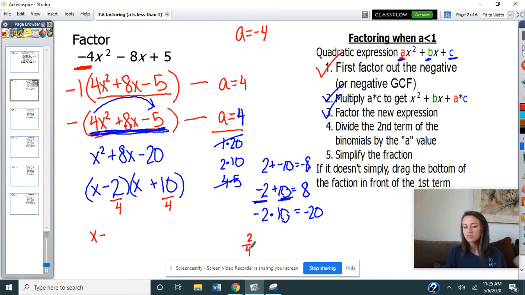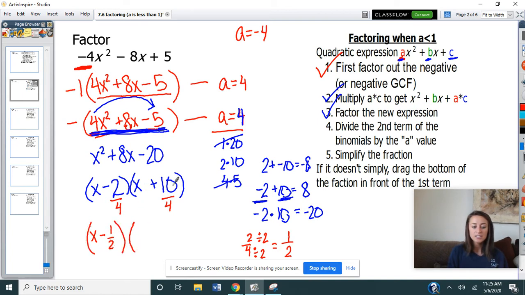What is the GCF of 2 and 4? What goes into both of them? 2. So you can divide the top by 2 and get 2 divided by 2 is 1. But whatever you do to the top, you have to do to the bottom. It's only fair. And 4 divided by 2 is 2. So this fraction 2/4 reduces to 1/2.